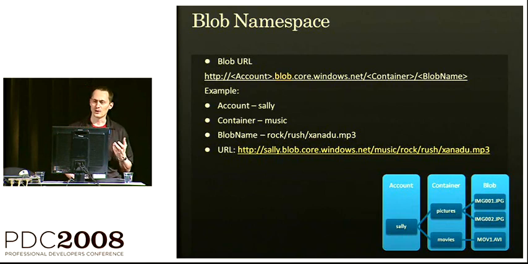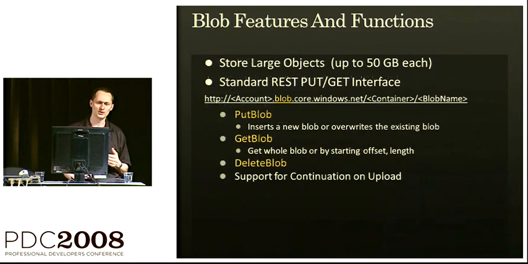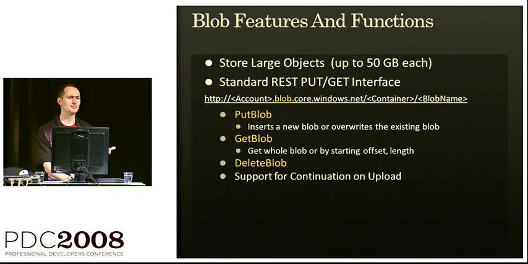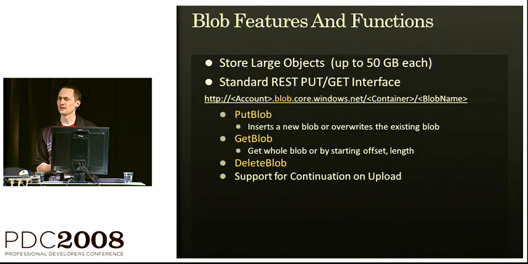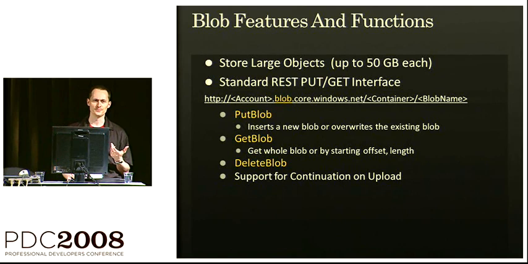Okay. Now, how big of blobs do we store? Well, for this CTP you can store up to 50 gigabyte blobs each. And we provide this via a standard put and get REST interface. For every blob access that you do, you have to specify this URL that's shown here. Then for the put command, the semantics are that you insert a new blob into the store, or you're effectively overriding the existing blob in the store. Then for get blob, you're getting the whole blob from the store or getting a given offset and length from the store. And then we support delete blob.